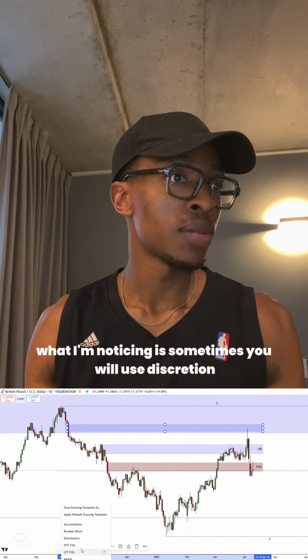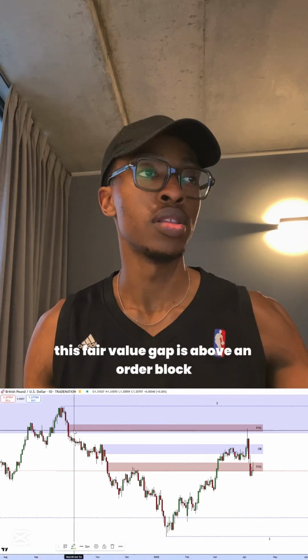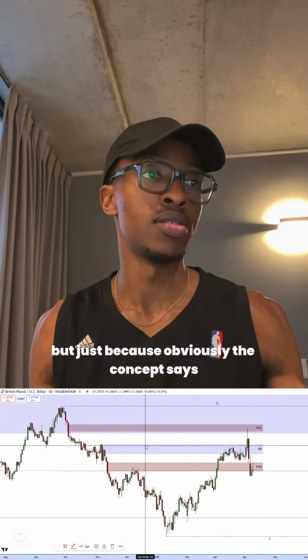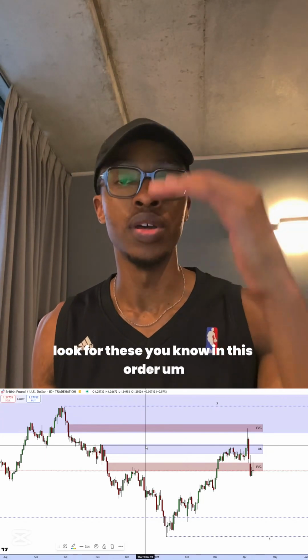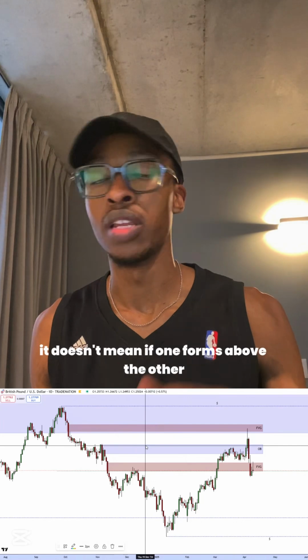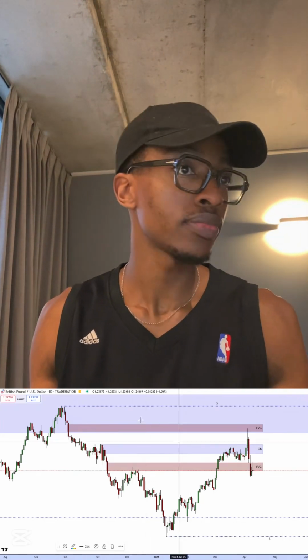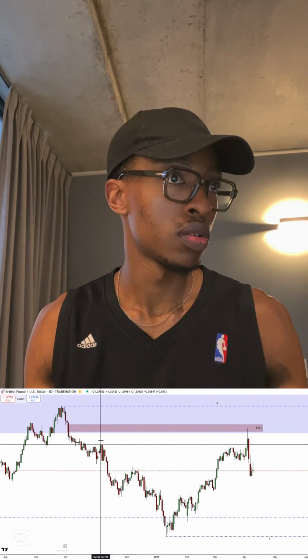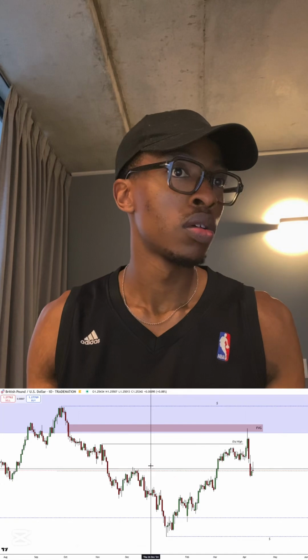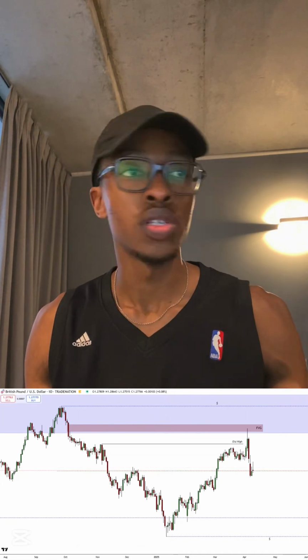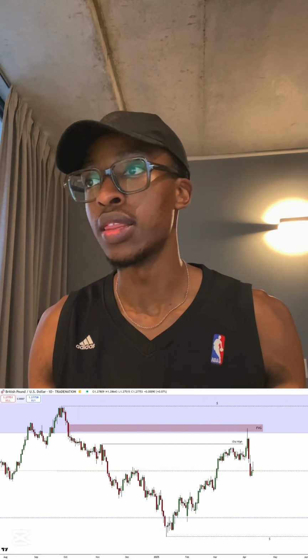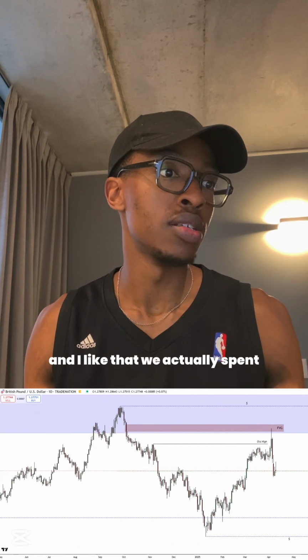What I'm noticing is sometimes you will use discretion where this fair value gap is above an order block. Just because the concept says look for these in this order, it doesn't mean that if one forms above the other, the market can't react from there. The daily aligns quite nicely with the monthly, and I like that we actually spent a bit of time in this monthly order block.